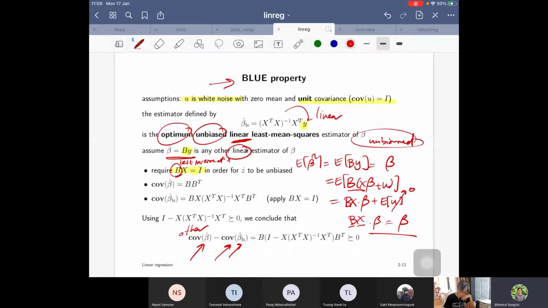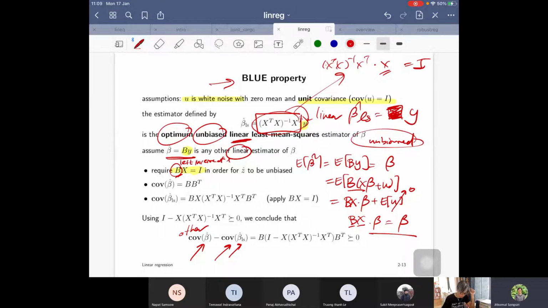For the linear least square, we have seen before that the least square estimate is linear in y, where the matrix gain is in a particular form. And we already showed that this is a left inverse of X, because if you multiply with X, it gives the identity matrix.